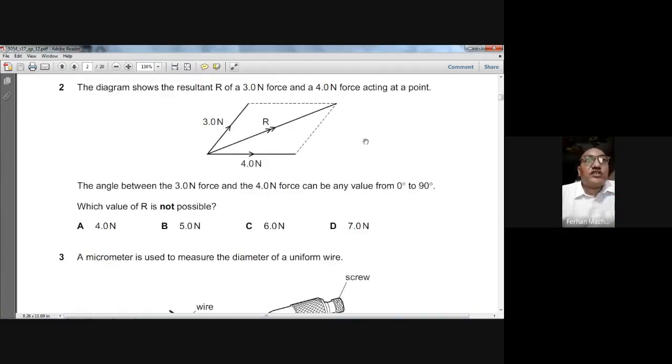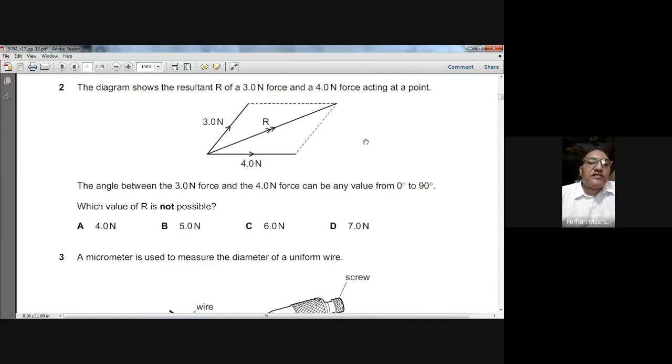Question 2. The diagram shows the resultant R of a 3 Newton force and a 4 Newton force acting at a point. The angle between the 3 Newton force and the 4 Newton force can be any value from 0 to 90 degree. Which value of R is not possible? You see, if the angle between them is 0, means they are parallel to each other. Their resultant will be simply their arithmetic sum. 3 plus 4, 7 Newton. When the angle is 0, the resultant force will be 7 Newton.